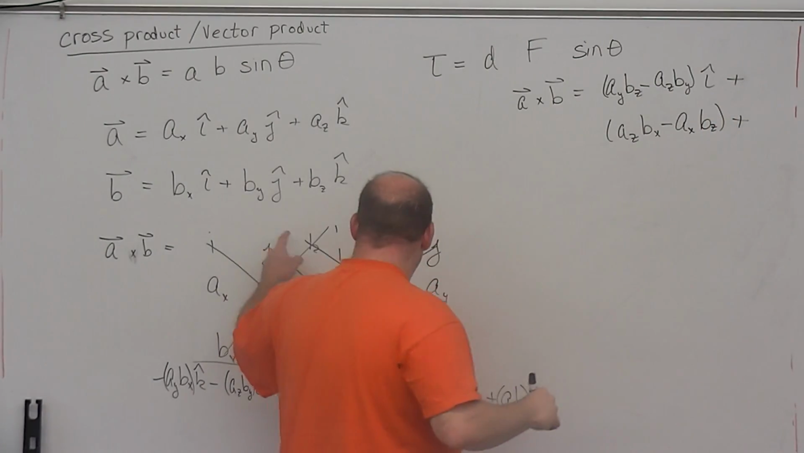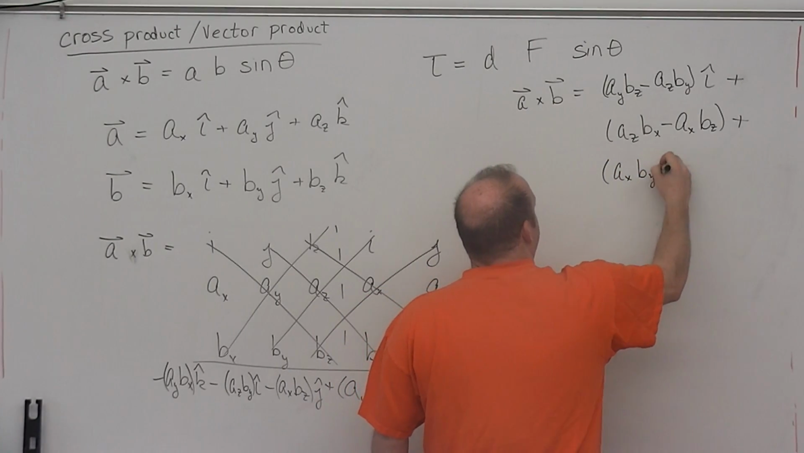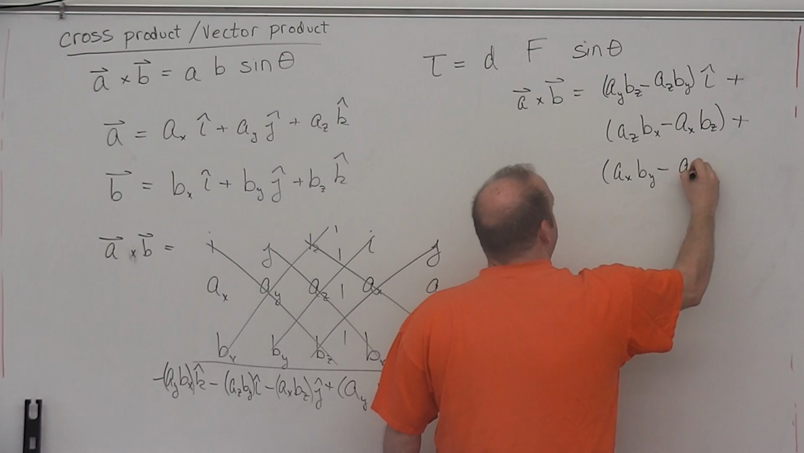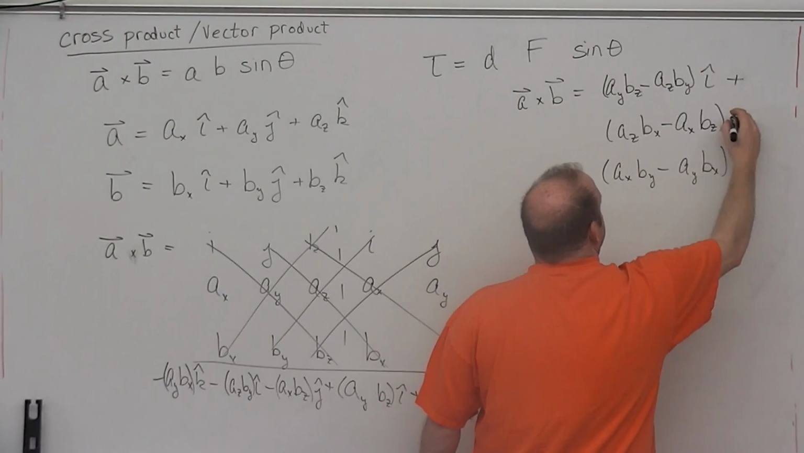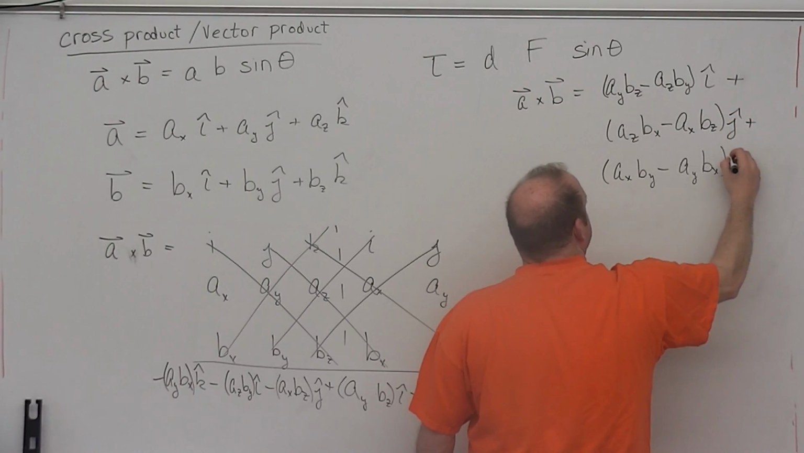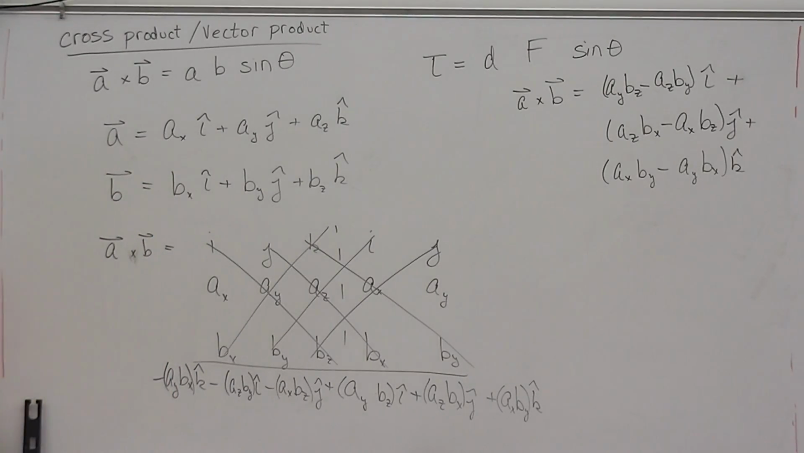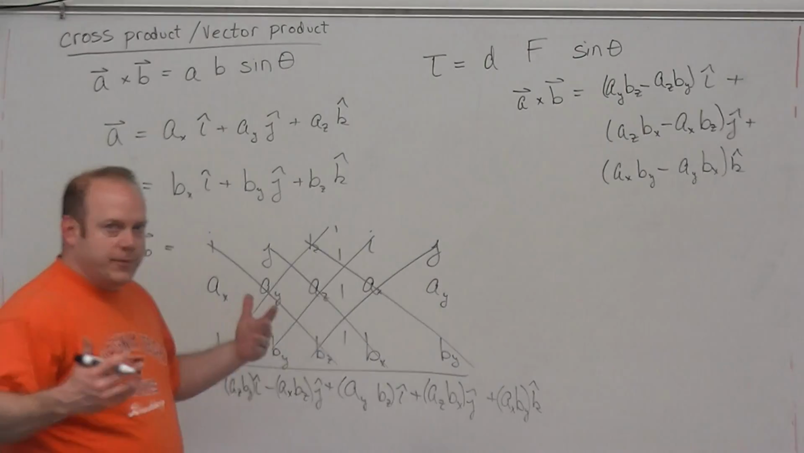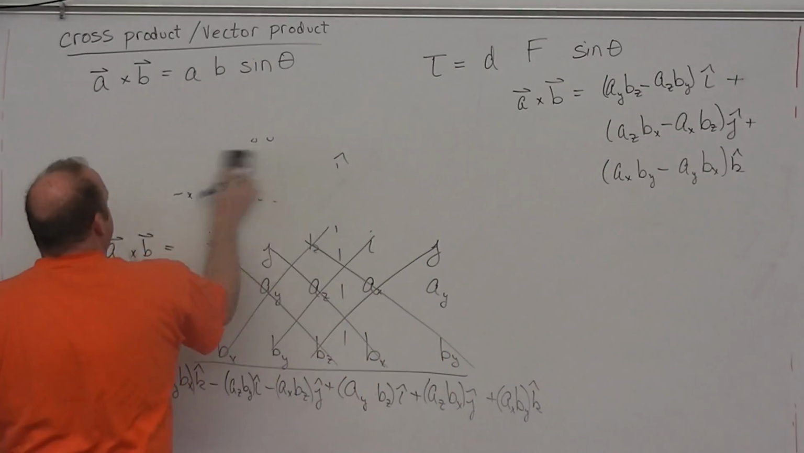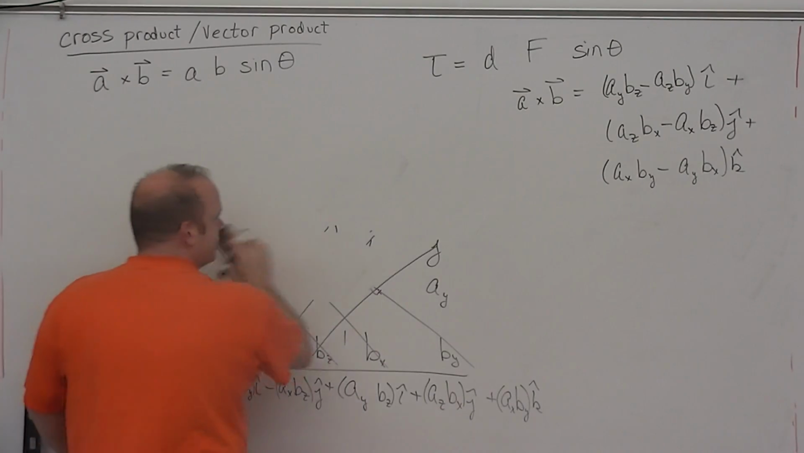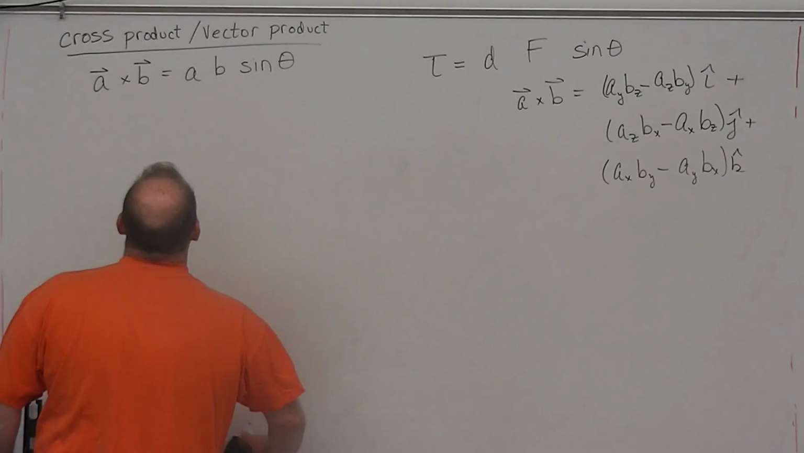Plus AX BY minus AY BX K hat. Okay? So that's what the general form looks like. All right? Let's take a look now at a specific example. Specific examples are much easier to deal with than that general equation. That's just a bear.